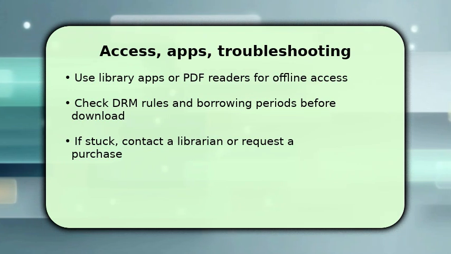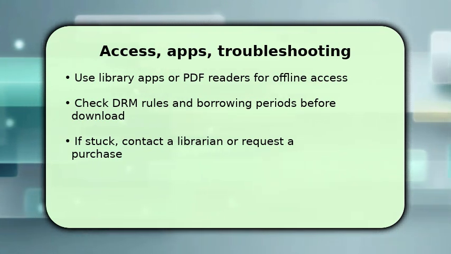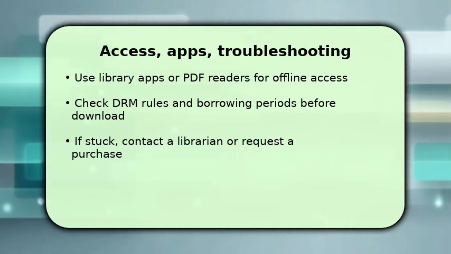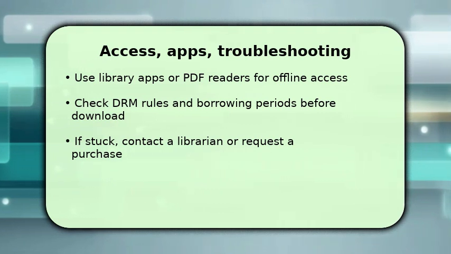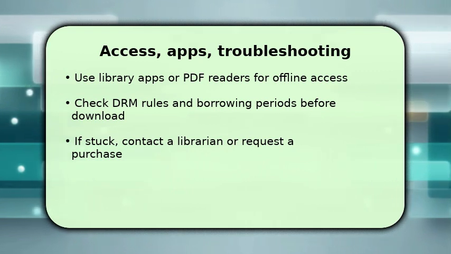If you cannot find a legal copy, contact a librarian for help or submit a formal purchase request. Librarians can suggest workarounds like course reserves or chapter scans. Troubleshooting tip: if access fails, verify institutional login and ask the library to escalate the request.